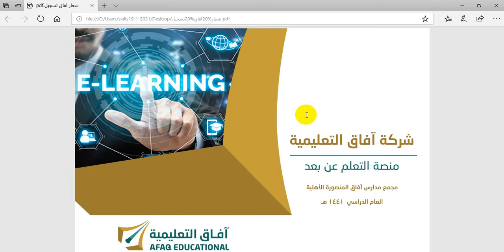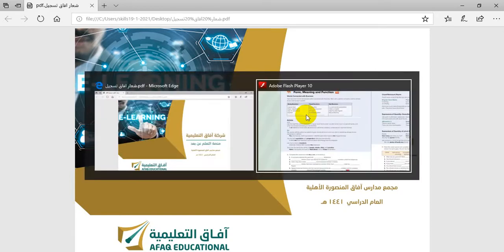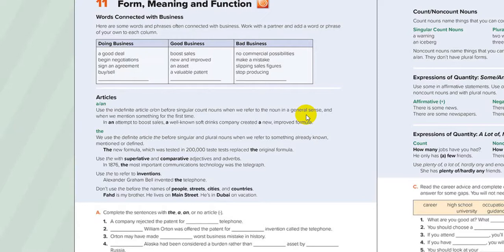Today, inshallah, we gonna talk about our next lesson, which will be grammar. Today, inshallah, we're gonna talk about the articles a, an, and the. First of all, we have to know the difference between a, an, and the.